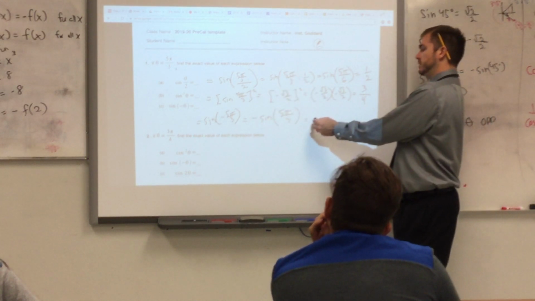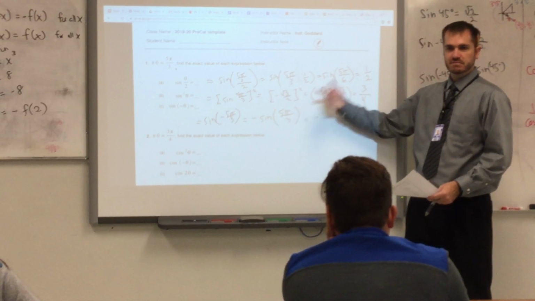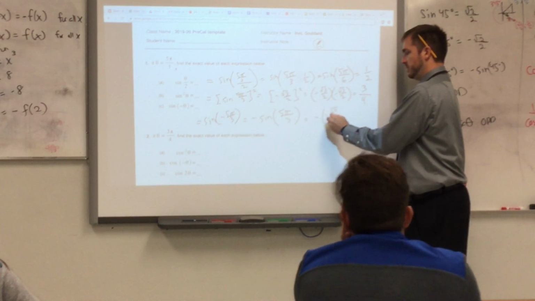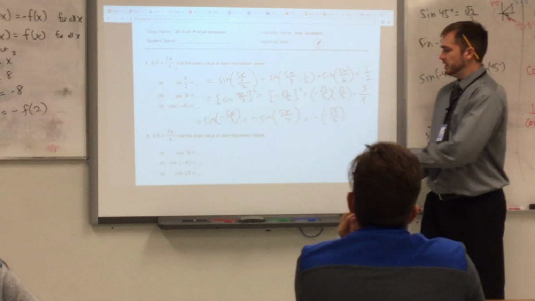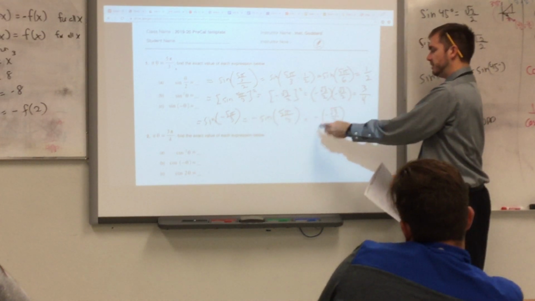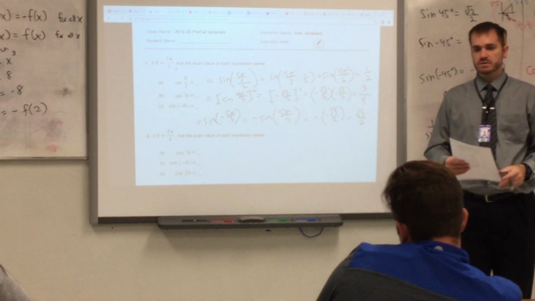Okay? So, class, what was the sine of 5 pi over 3? Negative root 3 over 2. So I'm putting that in parentheses here because I've got that negative out front, which was right there. So negative times negative is positive. So positive root 3 over 2.